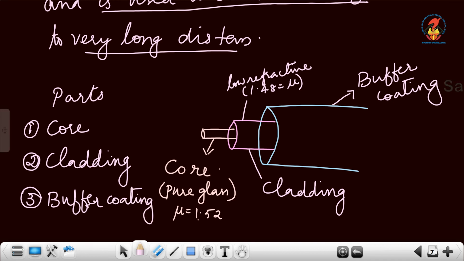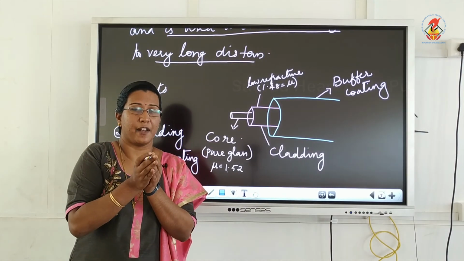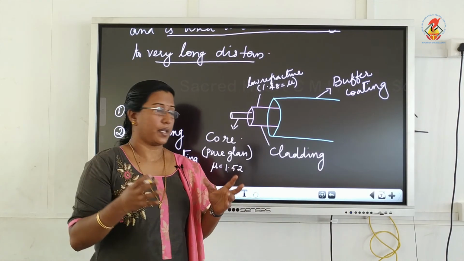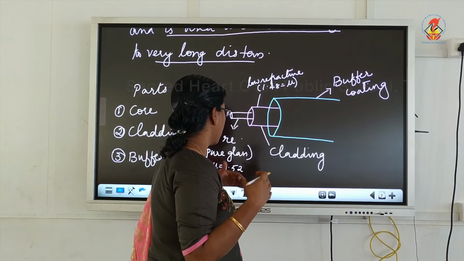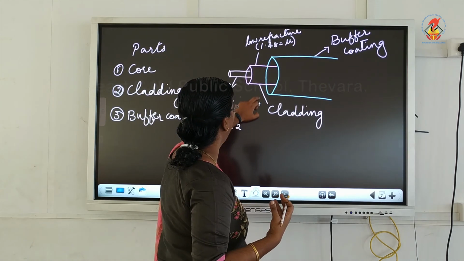Now what is the function of buffer coating? It is to protect the inner layers of the optical fiber. Now when you see in a row, these optical fibers will be combined and you will call it a bundle. Let us see what is the function of an optical fiber. How does an optical fiber work?